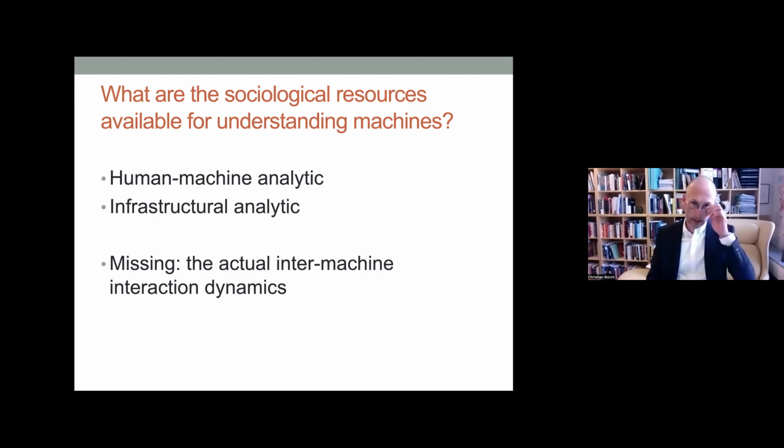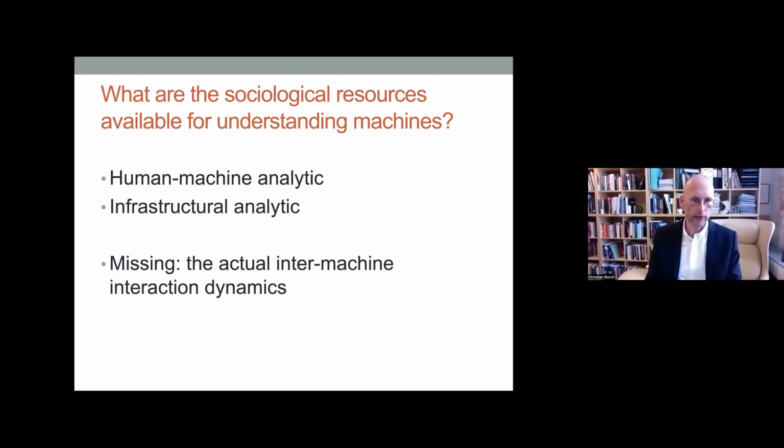So the point that I want to make is that both the human-machine analytic and the infrastructural analytic are interesting ways that sociologists have proposed in terms of understanding machines. But neither of these approaches really gets at what I'm interested in here, namely the actual inter-machine interactions in markets. So the infrastructural analytic can say something about the infrastructures underpinning the actual interaction, but it doesn't really say anything about the actual interaction taking place.